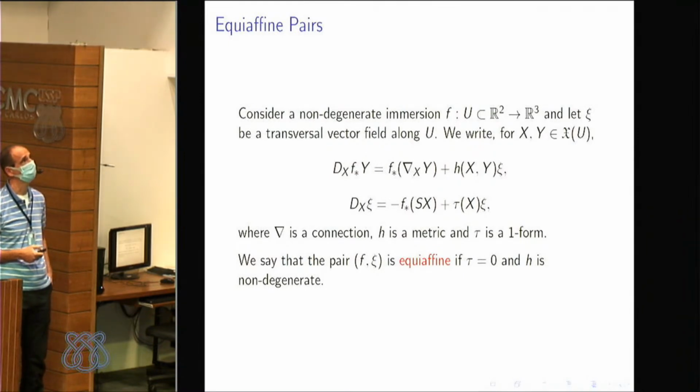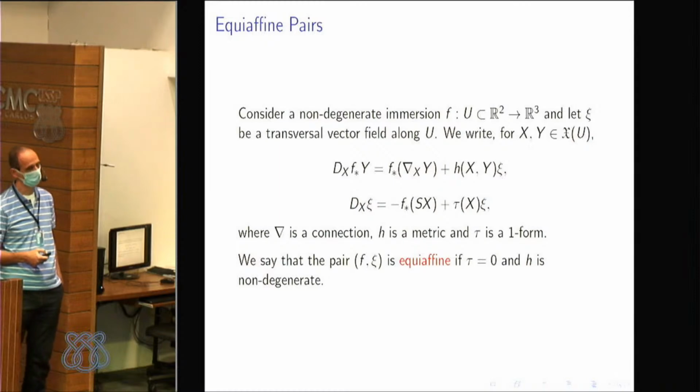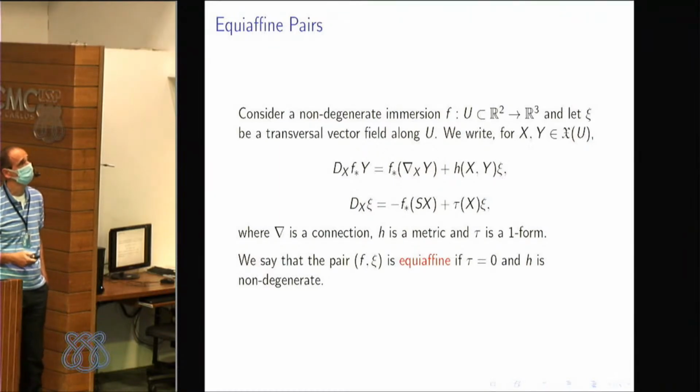It is a surface together with a transversal vector field, and you write the usual decomposition of the pair. Here we have the metric h(X,Y), and here you have the one-form, and the pair is equiaffine if the one-form is zero, the derivative of ξ is tangent, and this metric is non-degenerate. And the idea is to represent a line congruence by such a pair.